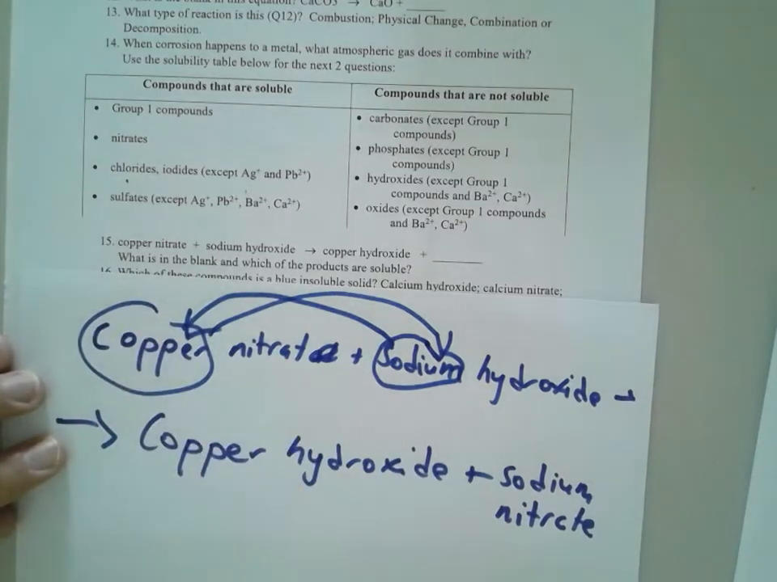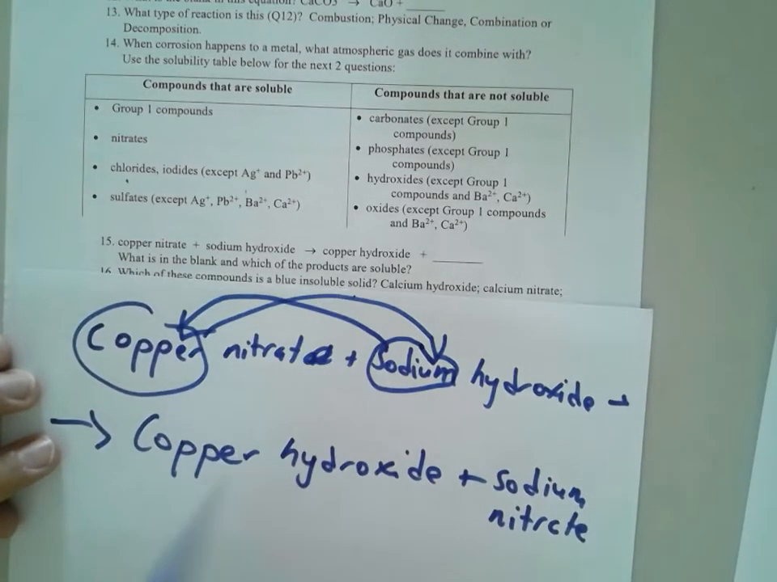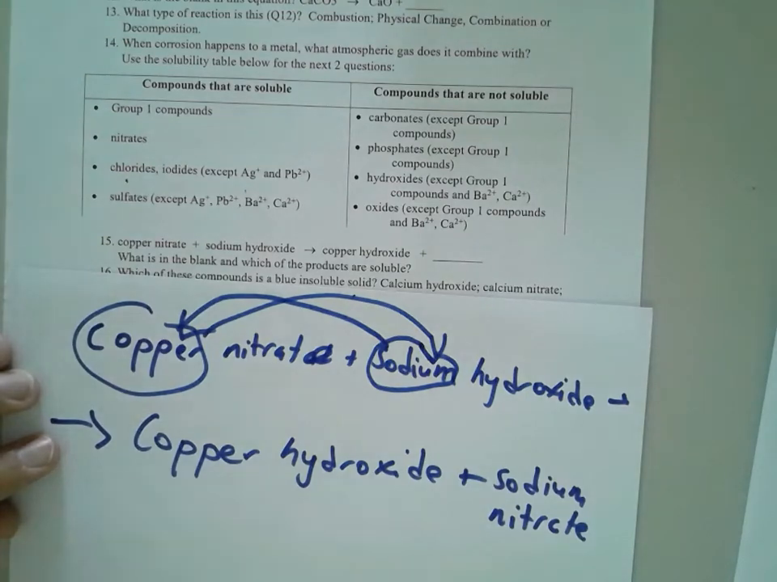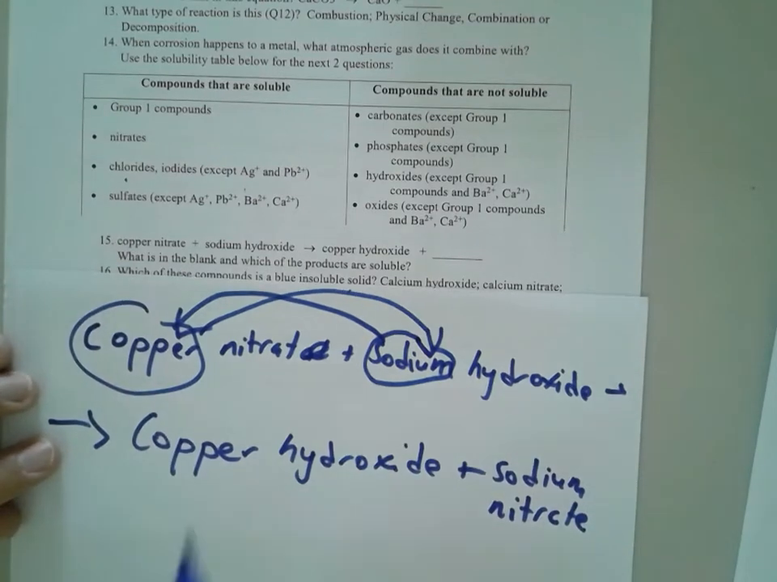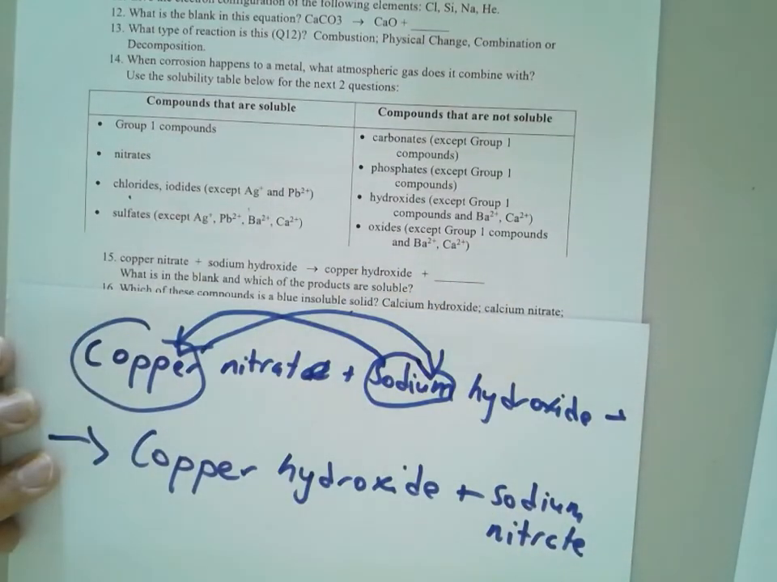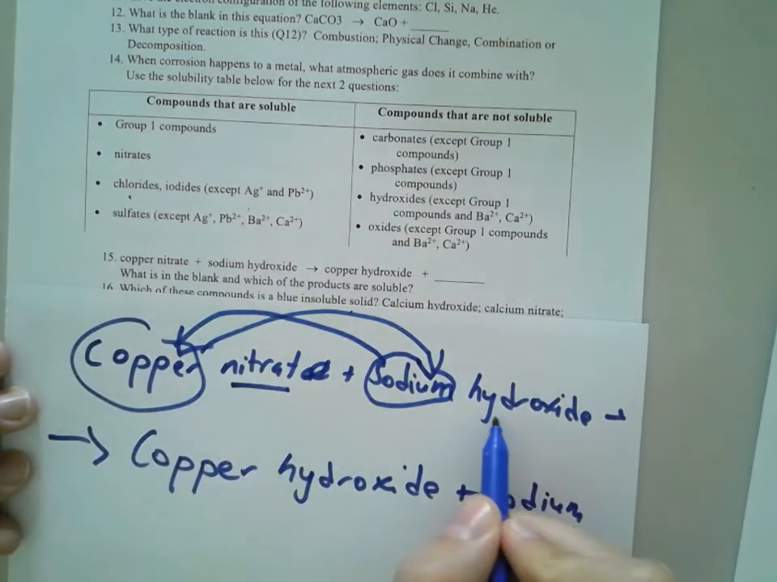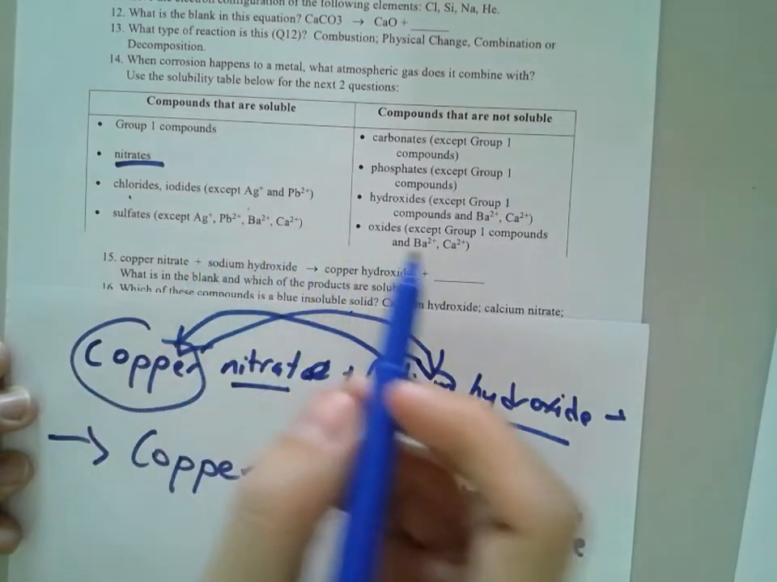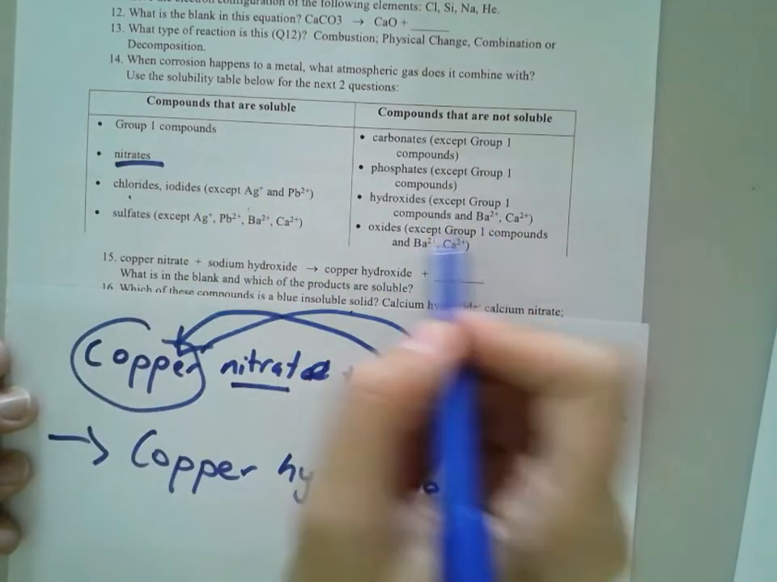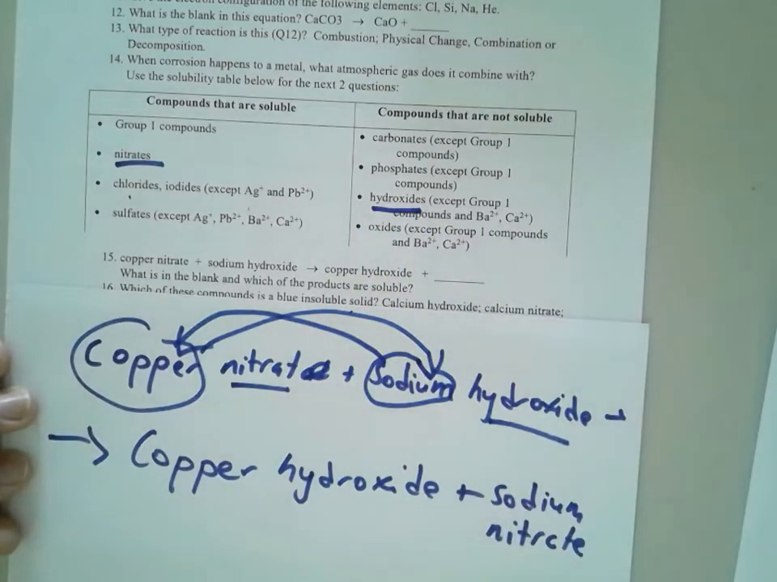We've already answered that. And which of the products are soluble? So we're seeing which product dissolves into water. Something that is not soluble, once again, is a precipitate. It forms the solid, okay? Which one of these dissolves? Which one is soluble? We need to go back to the solubility rules table. So we have a nitrate and we have a hydroxide. We have nitrates here and hydroxides, which are here.